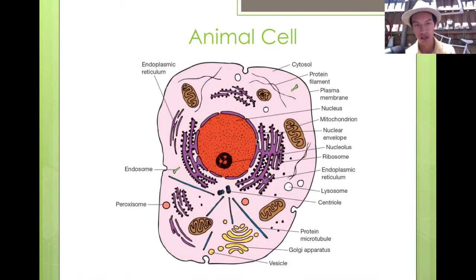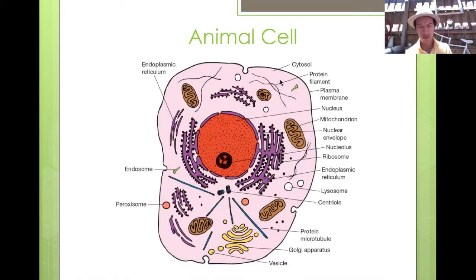Okay, some of the key ones that you might already be familiar with: the nucleus, the mitochondria, and the cell membrane, which we looked at in the last chapter. There's a few others that you'll get used to: the vesicles, the Golgi apparatus, the lysosomes, the endoplasmic reticulum, and a few others as well.